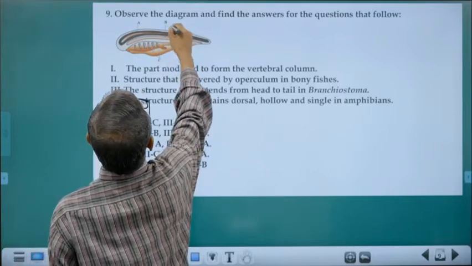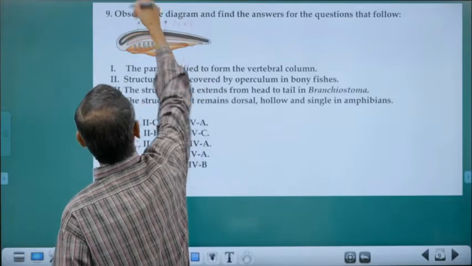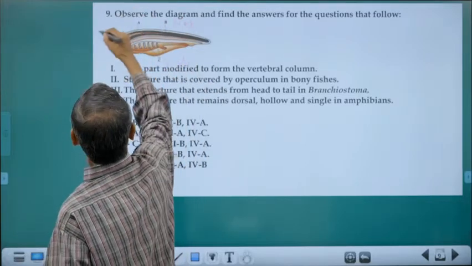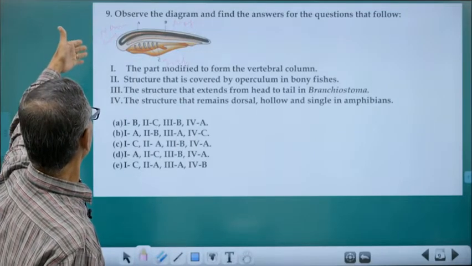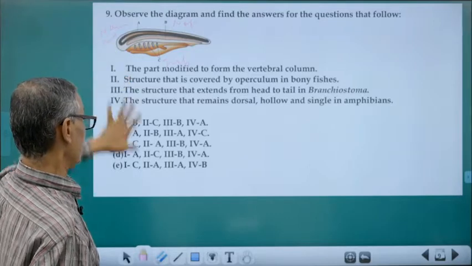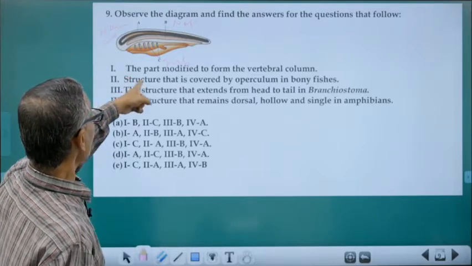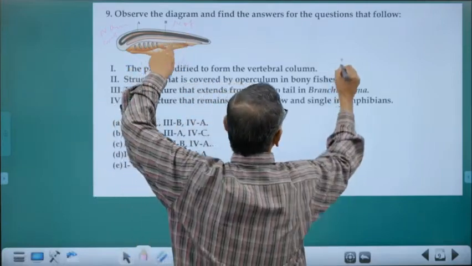Just above the alimentary canal you are having the B, so it should be notochord, and still above that you are having the nerve cord. So A is the nerve cord, B is the notochord, C is the pharyngeal gills. The part modified to form vertebral column, that is a notochord, so it should be B.